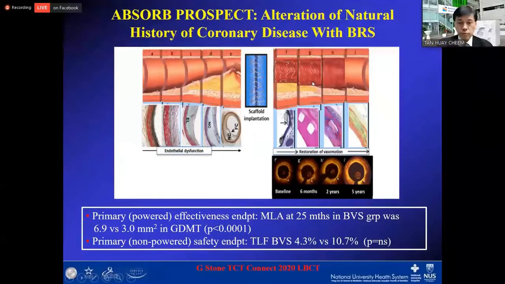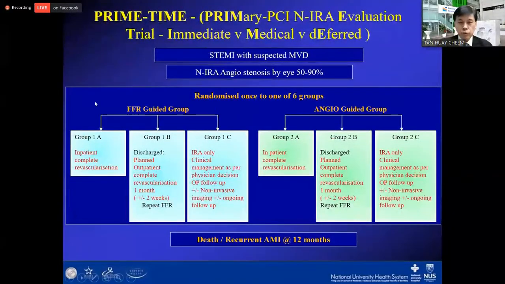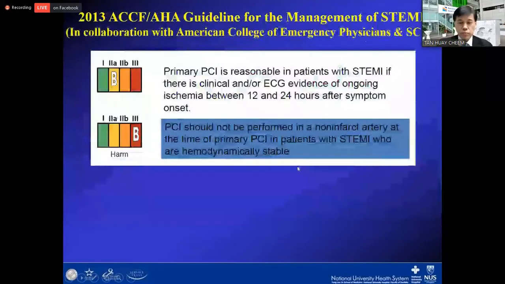We also know from the recent TCT Connect that it is possible to intervene in such vulnerable plaque using a bioresorbable scaffold, in the Absorb PROSPECT trial, where after intervening in this so-called vulnerable plaque, there was a slightly higher minimal lumen area in those intervened vessels, but this study is really not powered for a clinical event or a safety event. So we now have to wait for more trials like PRIME-TIME to tell us whether FFR-guided is better than angiography-guided, whether it should be done inpatient or outpatient, and whether it should be the infarct-related artery only or multivessel disease. Certainly more trials and findings are needed.